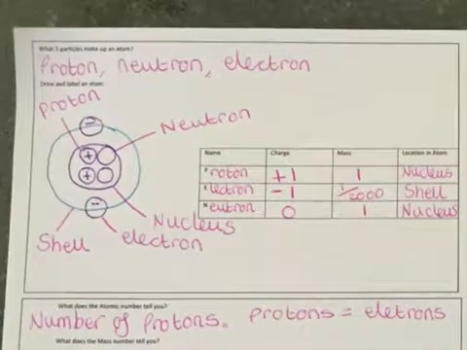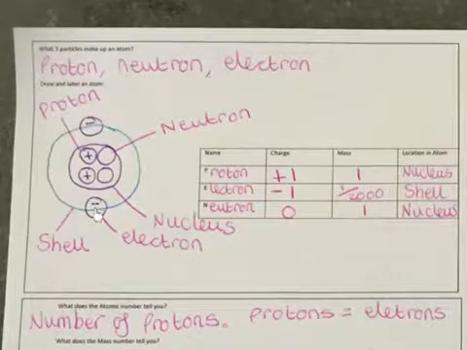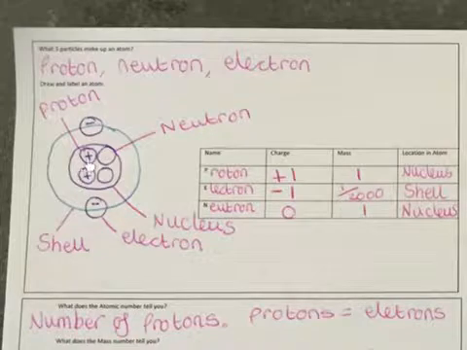So the first question is, what three particles make up an atom? And that's proton, neutron and electron. Draw and label an atom. So the neutrons and the protons are in the nucleus, and then the electrons orbit in the shell. Really important thing to notice is that in an atom you'll always have the same number of protons and electrons. If you've got a different number of protons and electrons, that is an ion, not an atom.